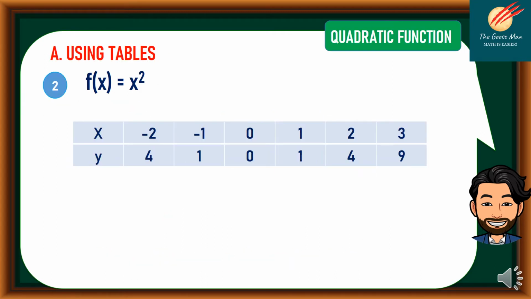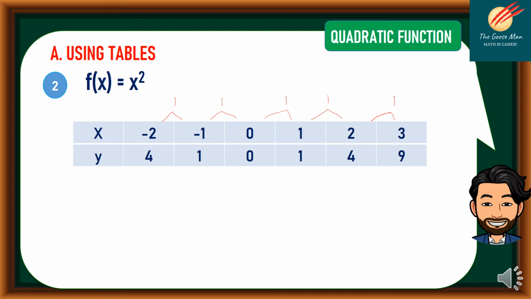So let's consider the second example. If I have f of x is equal to x squared, and this is the table of values. For the difference of x, from negative 2 to negative 1, the difference is 1. As well as from negative 1 to 0, the difference is 1. 0 to 1 is 1 also. 2 minus 1 is equal to 1, as well as 3 minus 2 is equal to 1.